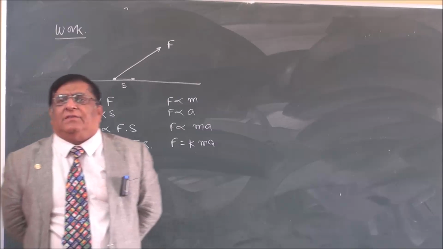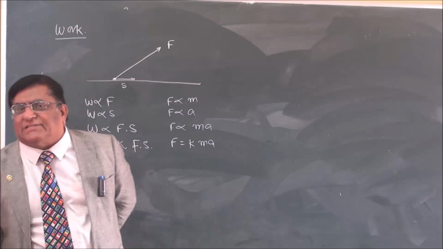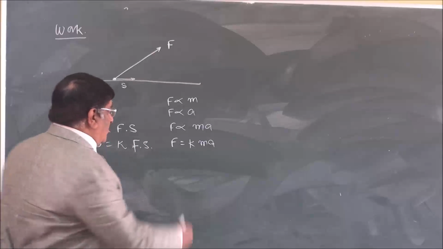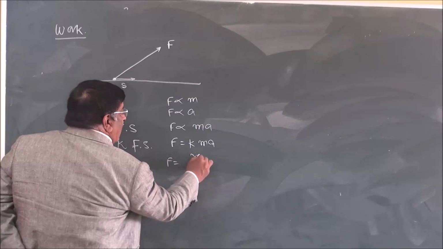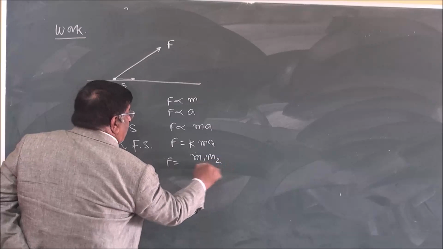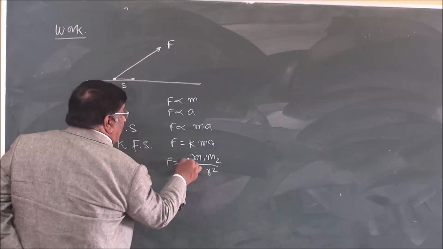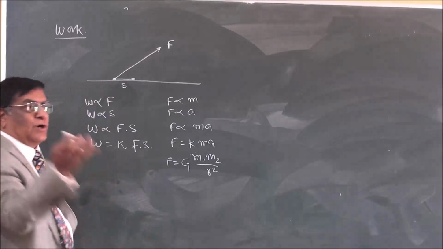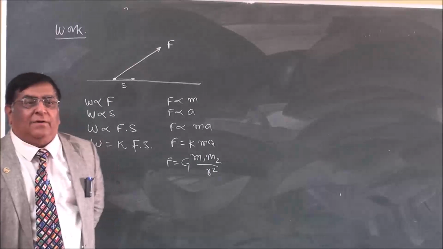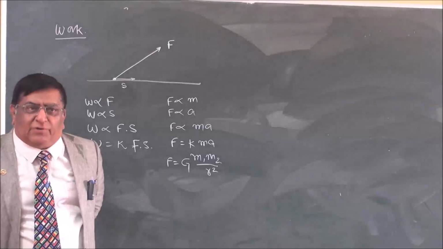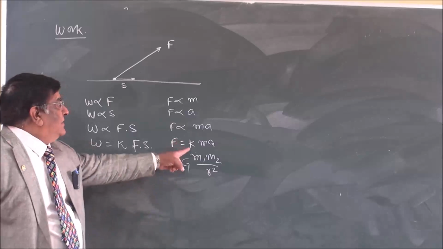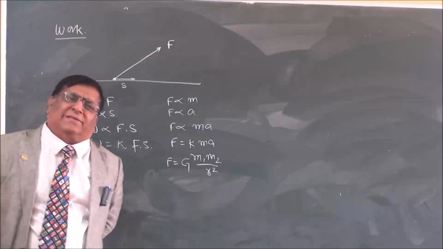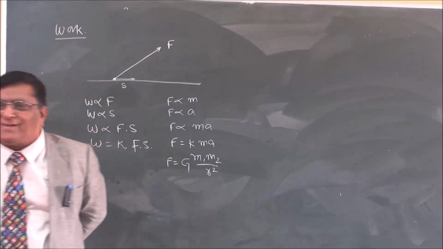You see, the force between two masses is F is equal to G M1 M2 upon R square, where G is not equal to 1. Is G equal to 1? We agree, G is not equal to 1. Here your teacher says K is equal to 1. You agree? Yes, K is equal to 1. Why?